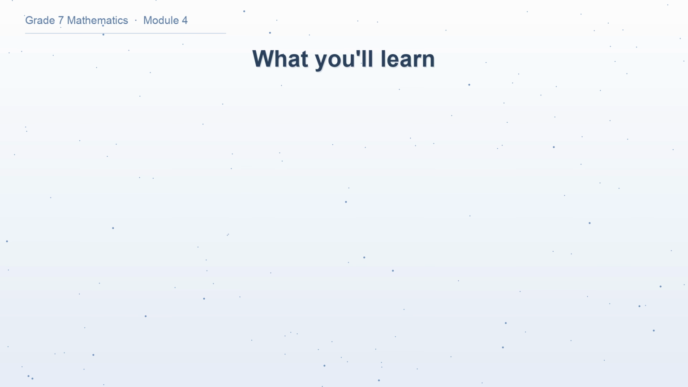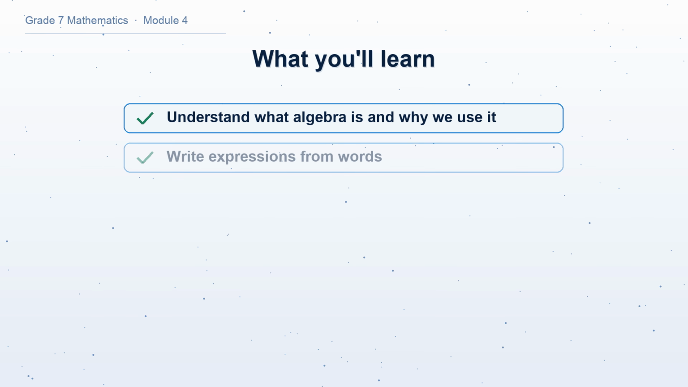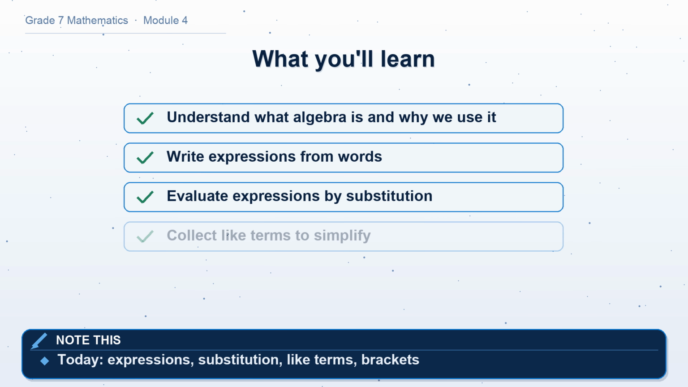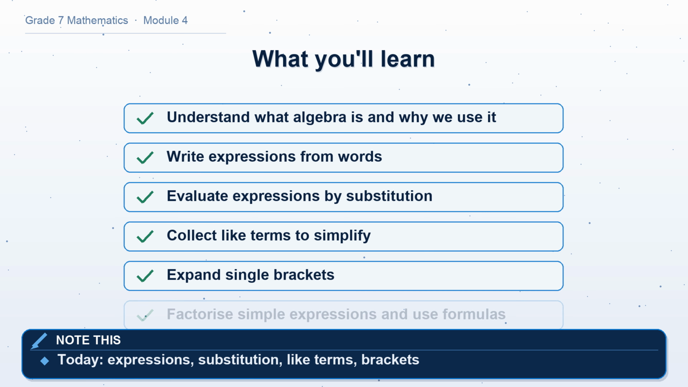We'll discover what algebra is and why it's so useful. We'll turn words into expressions, then evaluate them by substitution. After that, we'll collect like terms, expand brackets, and finish by factorizing expressions and substituting into formulas. Let's begin with the big idea.